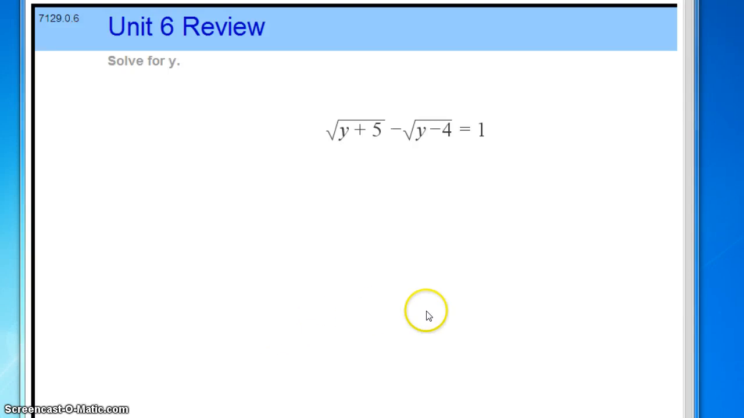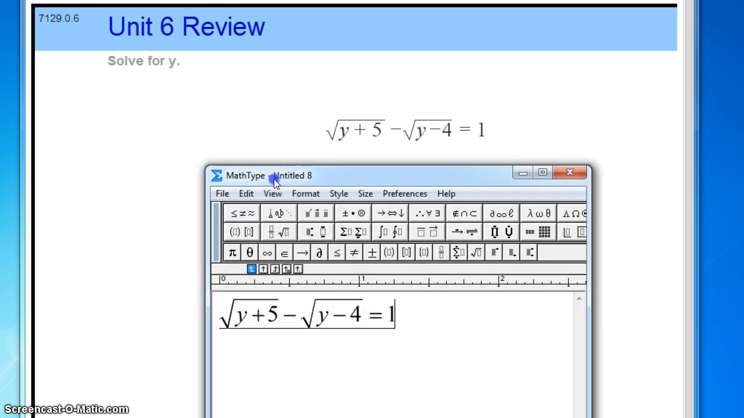Okay, this question's from the Unit 6 review, but it's about radicals. So if we see a problem like this, we might be used to a problem without two square root terms, right? So here's the problem that's up here. If you had this, it'd be pretty easy, right? You'd square both sides, you get y plus 5 equals 1 squared, which is 1, and then you get y equals negative 4, right? So negative 4 there. That gets you square root of 1 equals 1, and that's easy.